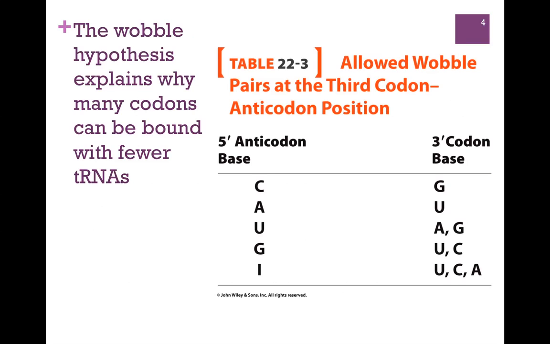Here's a table from your book illustrating the allowed wobble pairs at that third codon that base pairs with the first base in the anticodon. So we have the anticodon base in the 5' end on the left column and the 3' base in the codon on the right. It's not important you remember the details of this table, simply that the third base wobble allows for this multiple codon recognition, and that means we need fewer tRNA molecules.